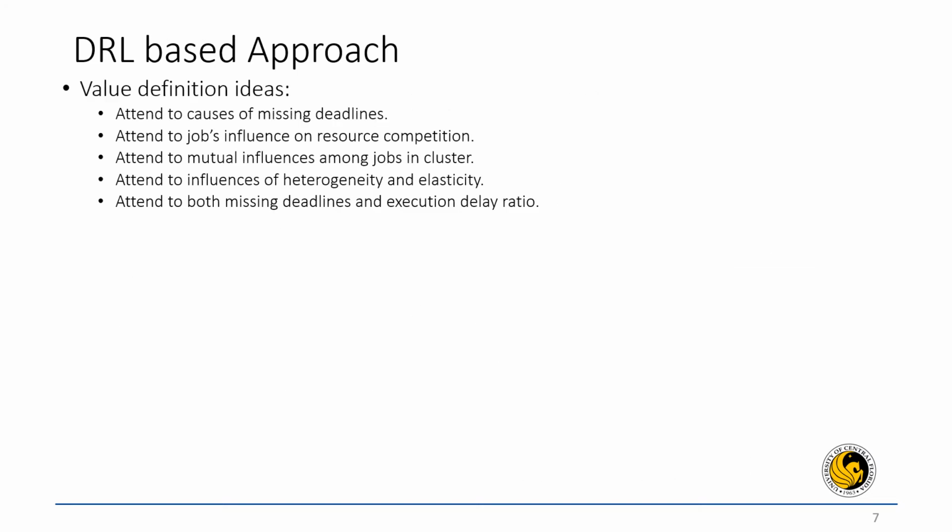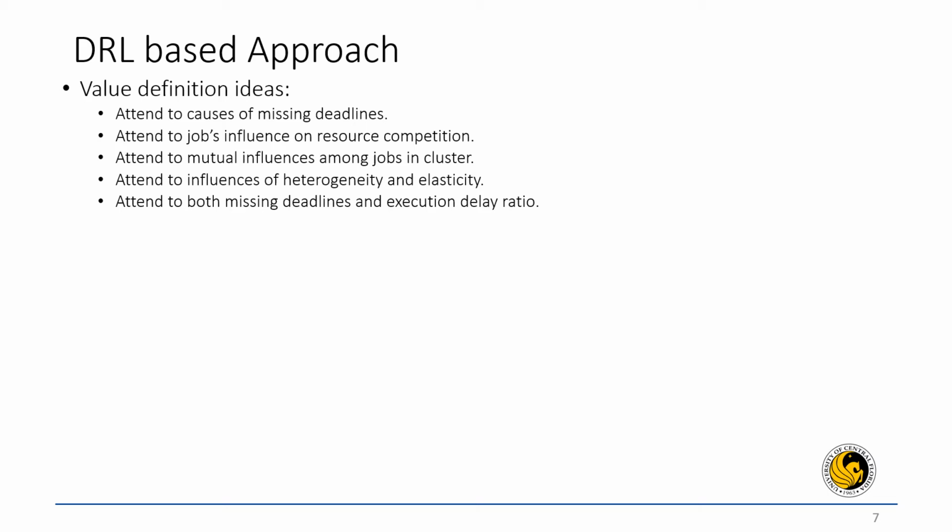To evaluate an action taken, we choose to define its value in the long term, since the instantaneous reward for an action in our problem, which is deploying a job to a cluster at some moment, is hard to define due to many long-term effects of an action to the system which naturally exist in our problem. We also want to attend to several things when defining the action value.